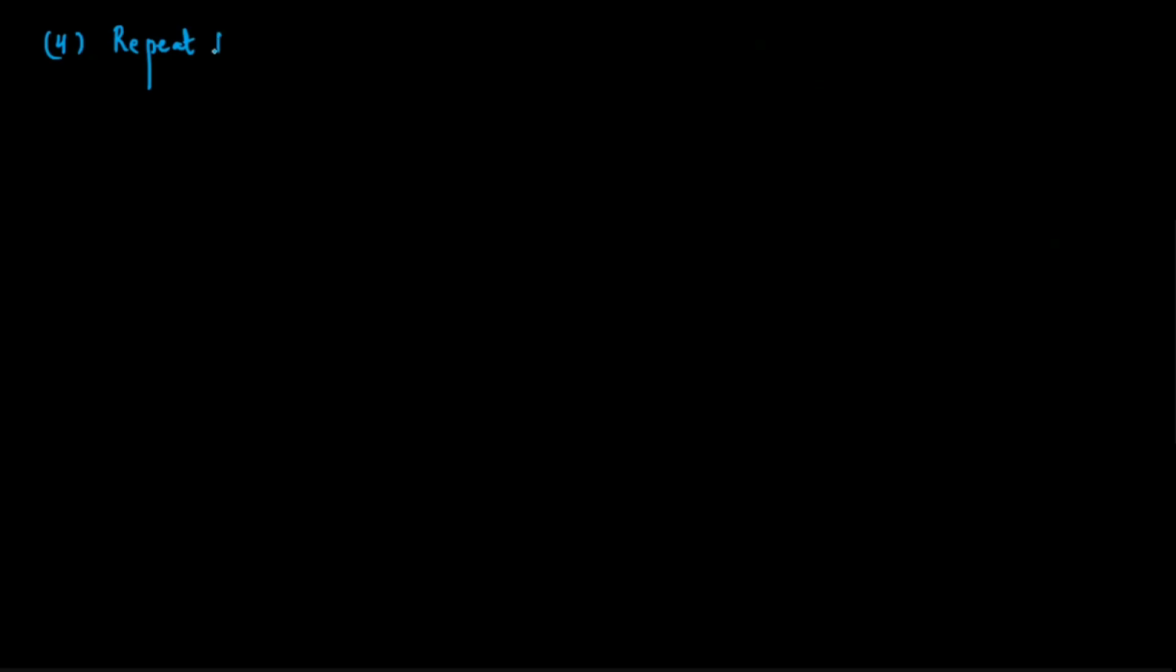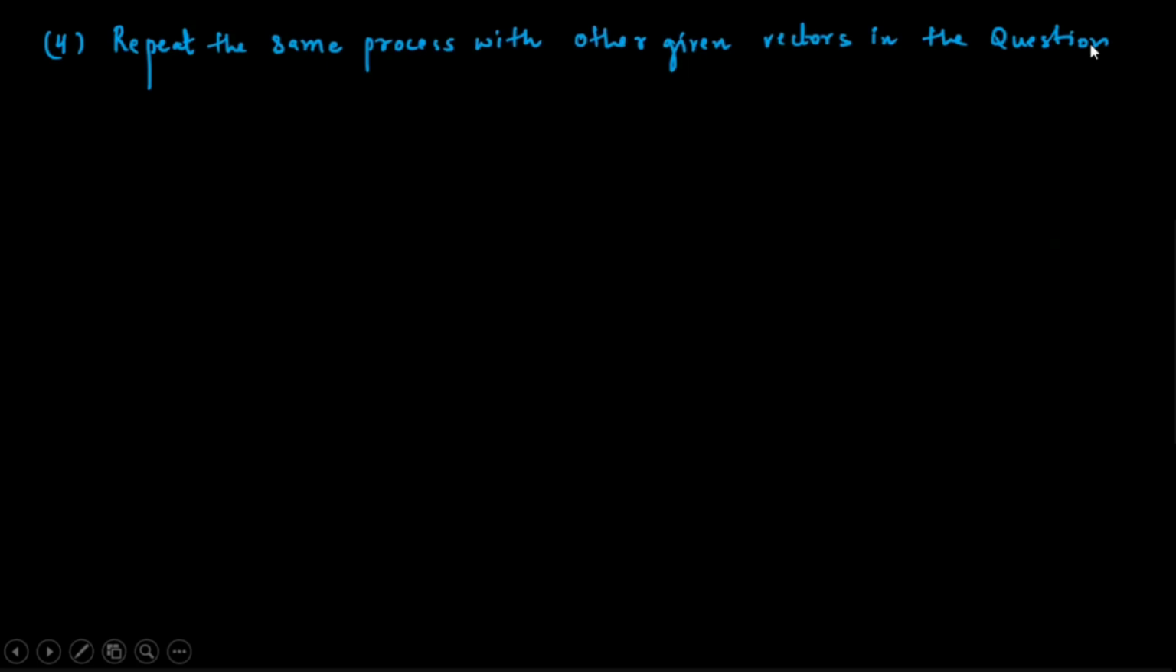Next step, repeat the same process with other given vectors in the question also. So suppose there are one or two or more vectors. We'll repeat the same process with other vectors, like representing the vector in the Cartesian plane, writing the direction, then giving the components of it.